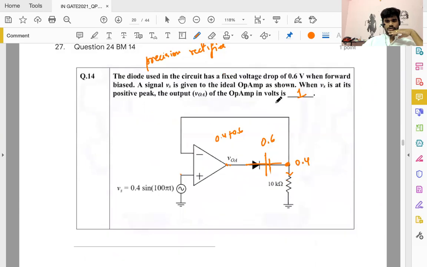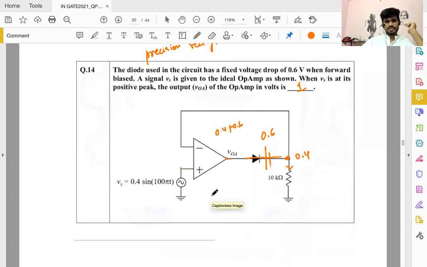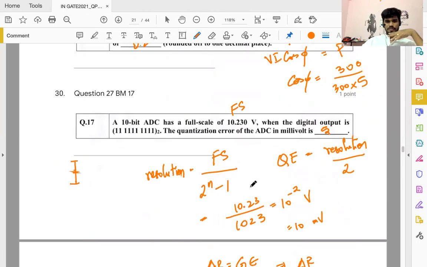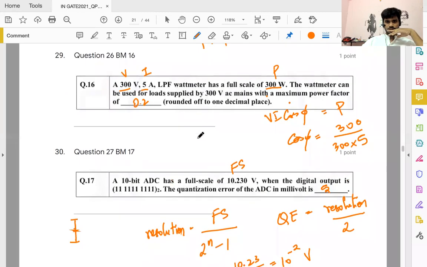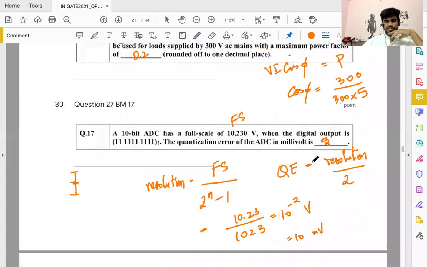Nyquist, moderate or hard. This technically is easy, precision rectifier. We have done this in class. This is expected, no surprises, no traps. Once you know the basic relations, doable. Wattmeter, VA cos VSP, easy. Again, no way out of it. There is a minor trap here. They are asking for quantization error. What we used to ask is resolution. So not really a trap.